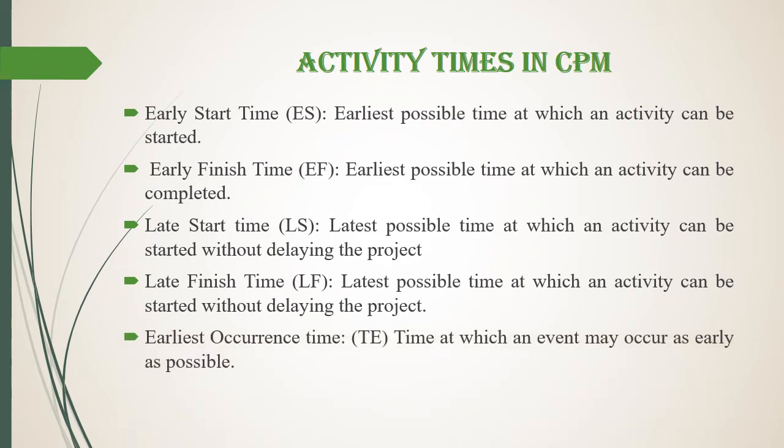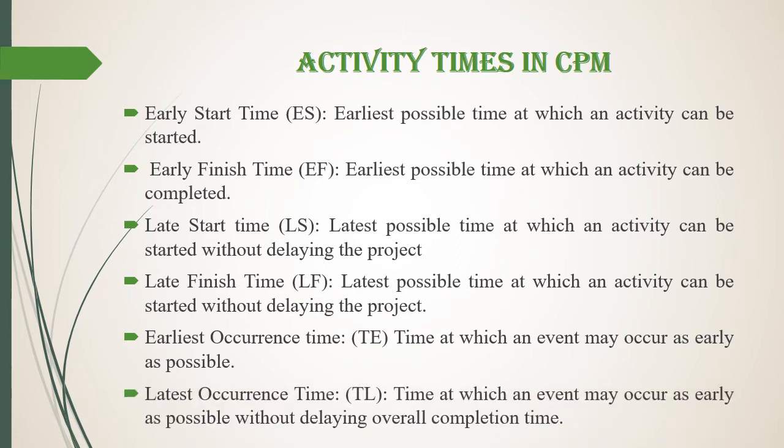And the earliest occurrence time, which is represented as TE. The time at which an event may occur as early as possible is termed as the earliest occurrence time. And the latest occurrence time, which is represented as TL. The time at which an event may occur as late as possible without delaying the overall completion time of the project is termed as latest occurrence time.